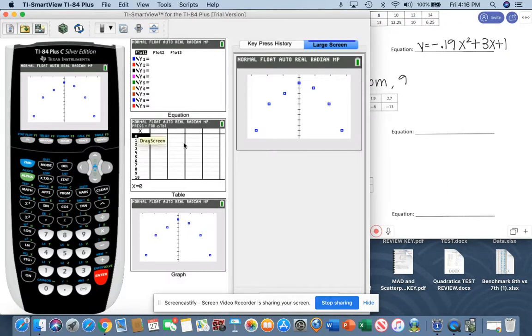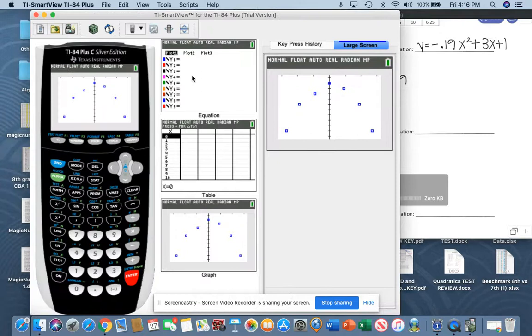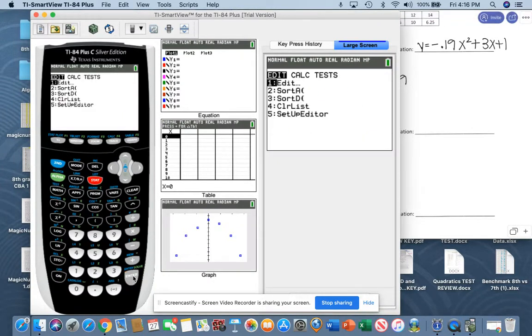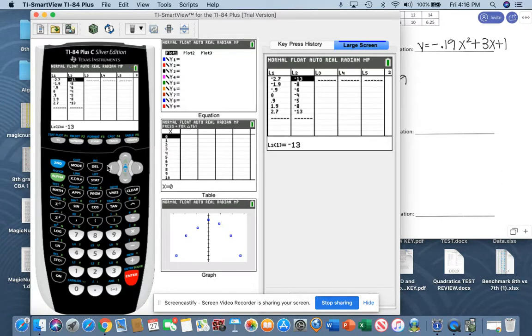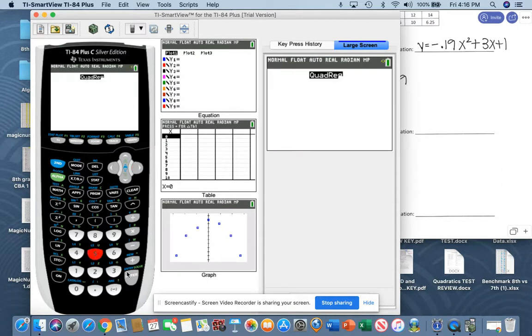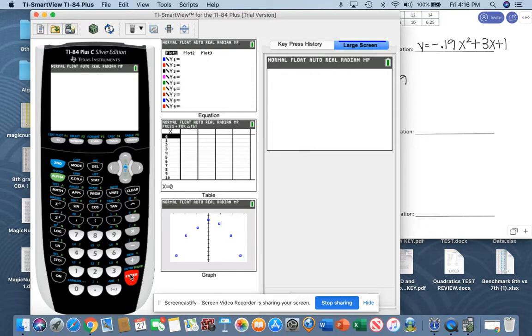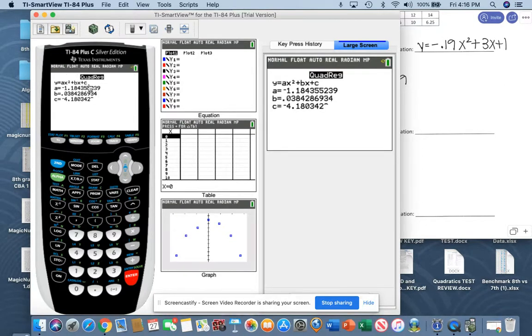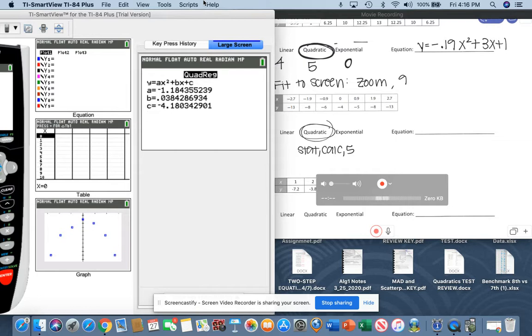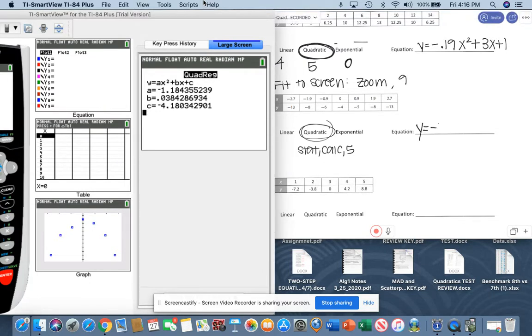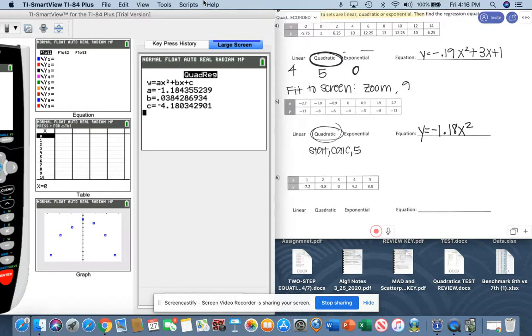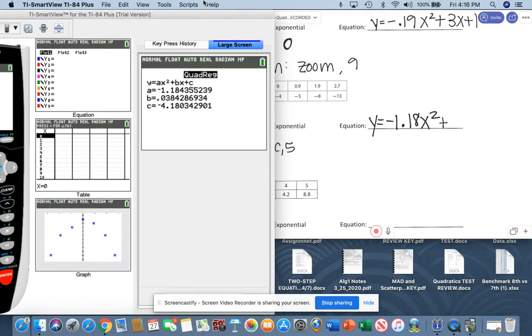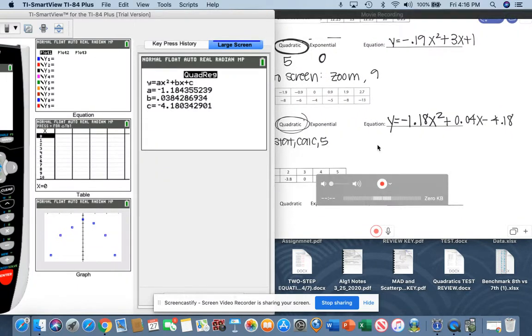So now I go back to my calculator. Oh, and I was writing those over here, sorry. I go back to my calculator, and I'm going to press Stat, Enter. I have my data again. It's already there. This time Stat, over to Calc 5. Enter until you get to the next screen. There's my A, there's my B, there's my C. There it all is. So when I go to write it down, I've got y equals negative 1.18x squared plus 0.04x minus 4.18. There's my equation.